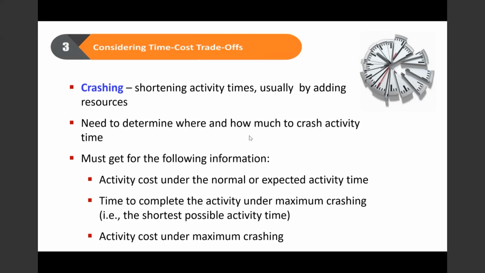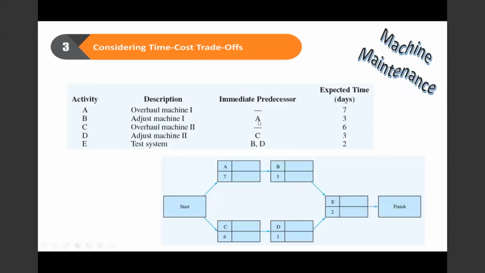So let's look at an example here. This is an example of a tool machine maintenance project that contains 5 different activities. Management has substantial experience, and they can provide you with the expected time for maintenance activities here that has very little variability. Hence, they provide us with single time estimates for each of these activities.